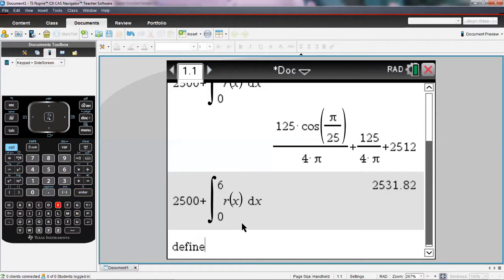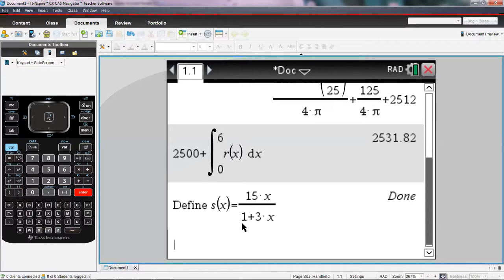Define s of x equals, and I'm going to have parentheses 15 times x, parentheses divided by parentheses 1 plus 3 times x, parentheses. You see, that's my function. So the only thing I have to do is s of 4 minus r of 4. That is exactly what I have on my paper, you see.